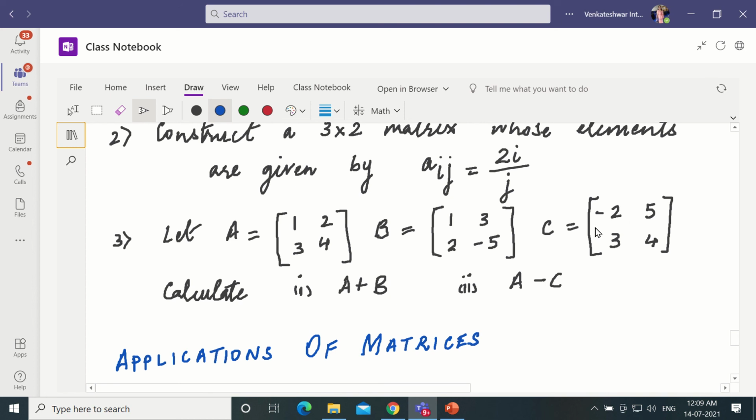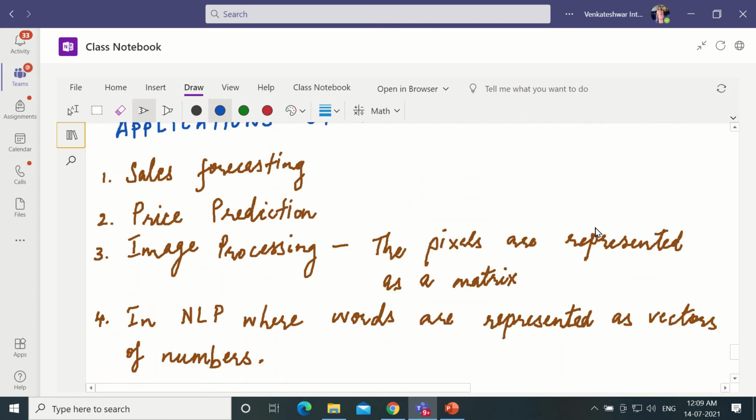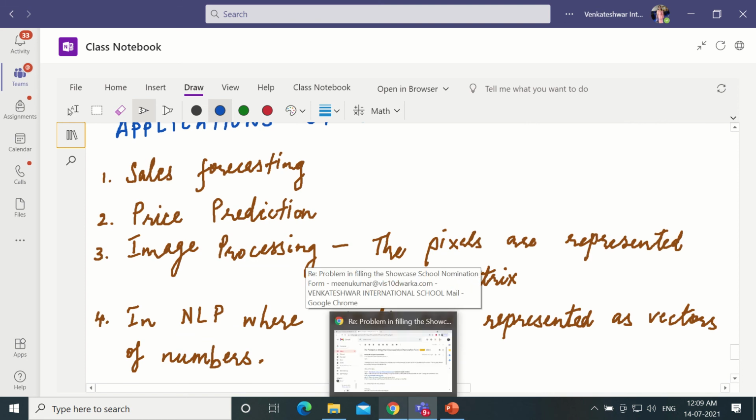Since we've studied so much about matrices, let us understand how matrices are being used in AI. Matrices are being used in AI in sales forecasting.